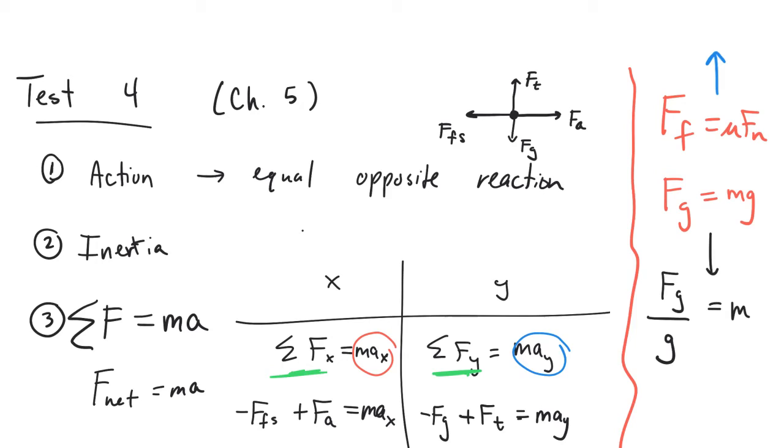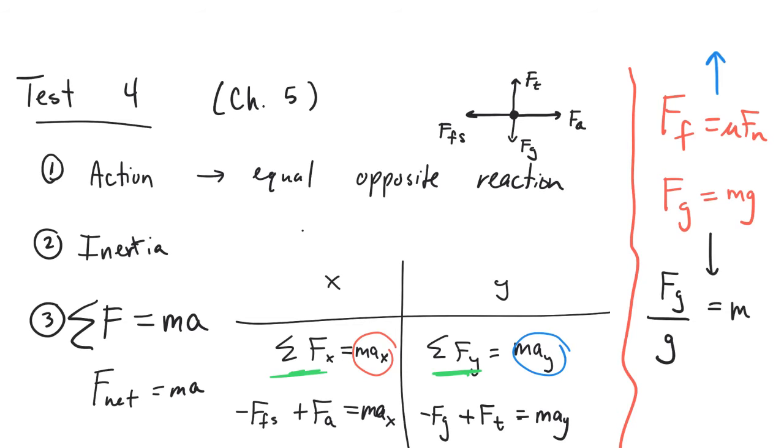If you're told the frictional force, what variable is that? If you're told that the frictional force is 20 newtons, what variable is frictional force? It's Ff, directly Ff, right? So if you're told that the force due to friction is 20 newtons, that replaces this whole thing right here.